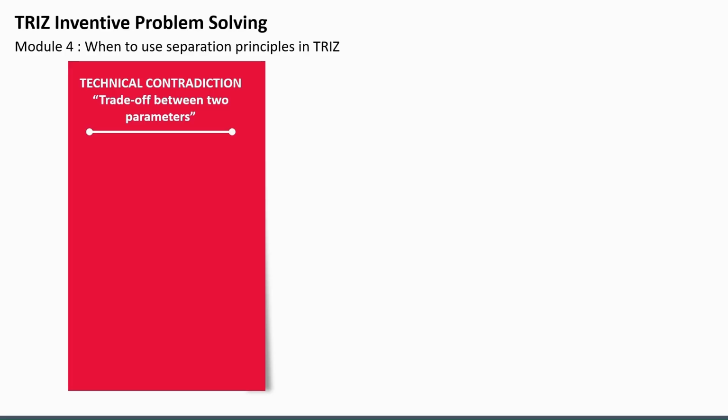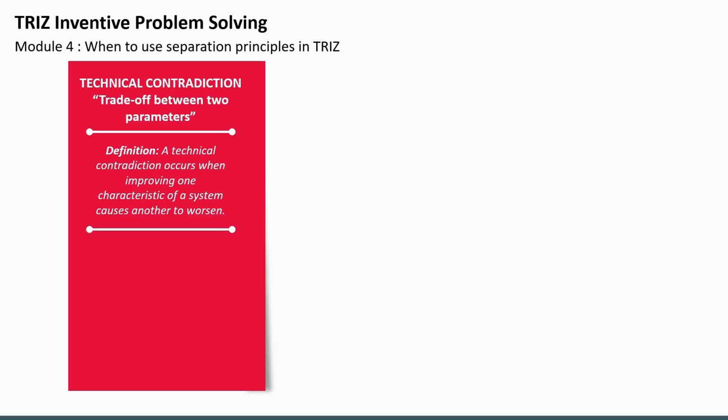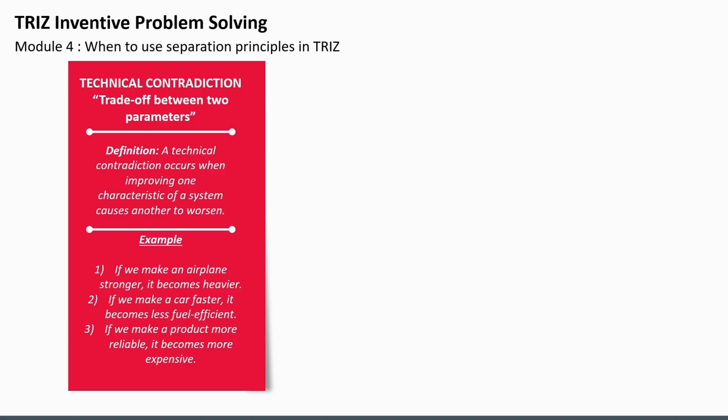A technical contradiction is a trade-off between two parameters. A technical contradiction occurs when improving one characteristic of a system causes another characteristic to worsen, and we have seen a lot of examples for that in the previous video also. But in this video also, I would like to give you some examples. If you are trying to make your aeroplane stronger, it automatically becomes heavier. Being strong and being heavier are technical contradictions, right? And if you try to design an engine to make the vehicle move fast, it automatically consumes more fuel, so it is less fuel efficient. So this is a technical contradiction, right?